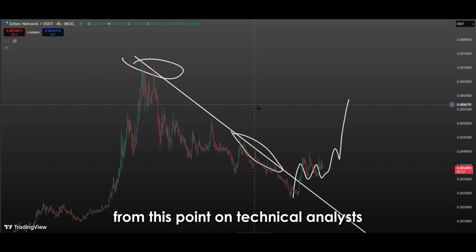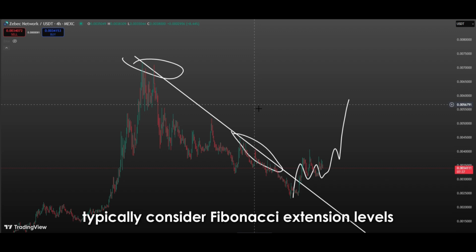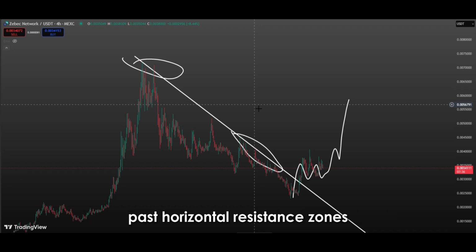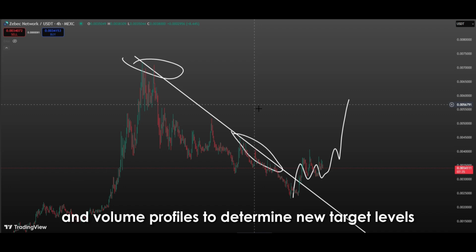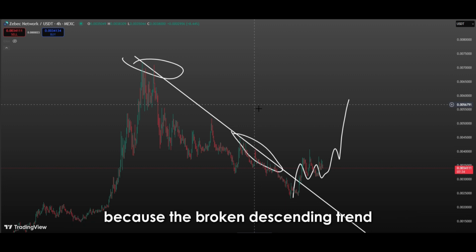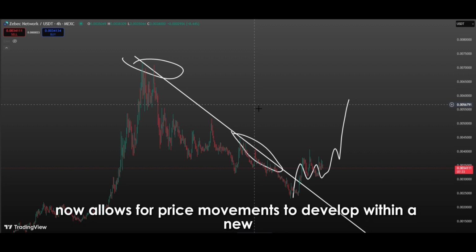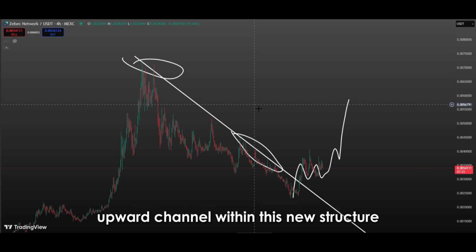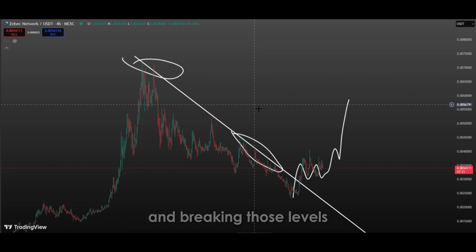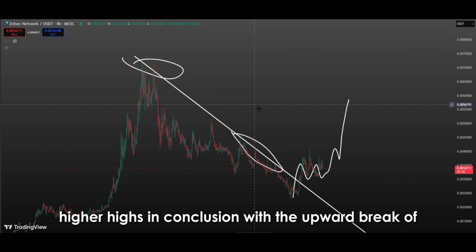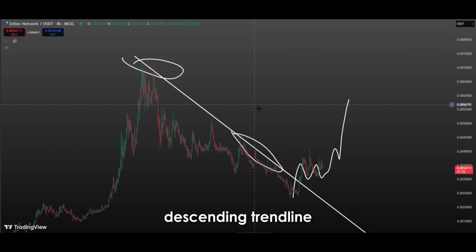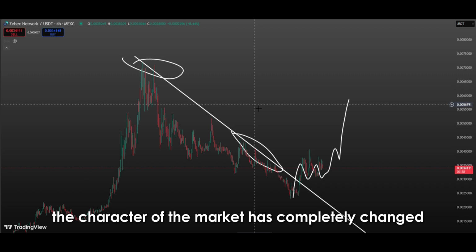From this point on, technical analysts typically consider Fibonacci extension levels, past horizontal resistance zones, and volume profiles to determine new target levels. Because the broken descending trend now allows for price movements to develop within a new upward channel. Within this new structure, the price aims for previous high points, and breaking those levels can result in the formation of new higher highs. In conclusion, with the upward break of the descending trend line, the character of the market has completely changed.